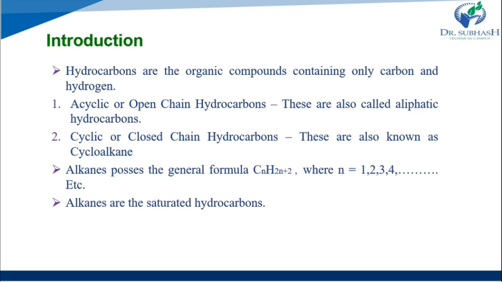The general formula of alkane is CnH2n+2, where n is 1, 2, 3, 4. So for C1, carbon atom 1, hydrogen atoms 2 plus 2, that is hydrogen 4, which is methane. Another example is ethane: carbon atom 2 and hydrogen atom 6.